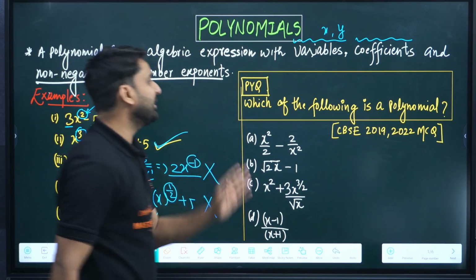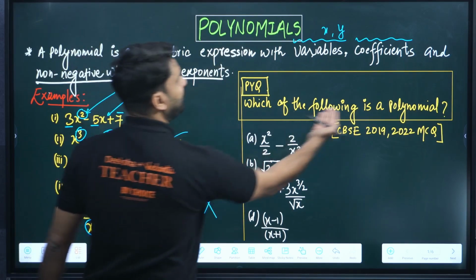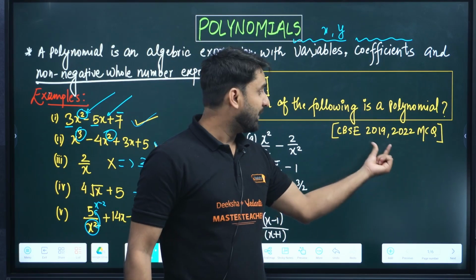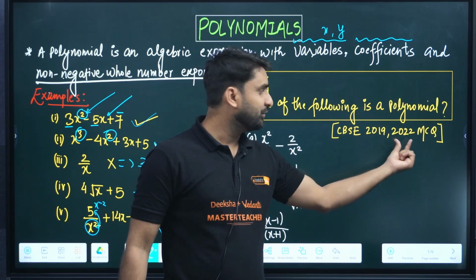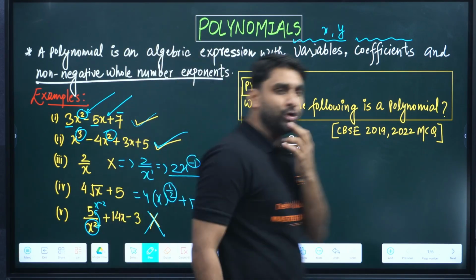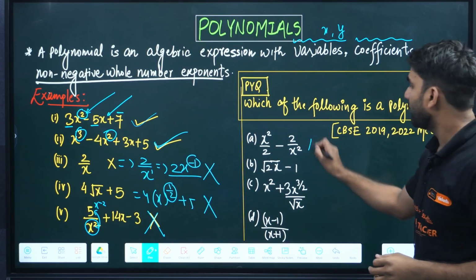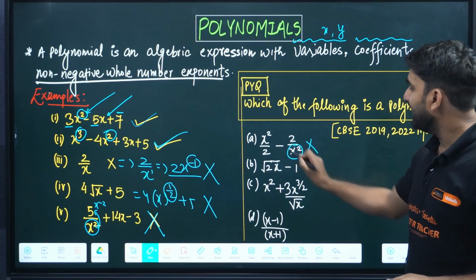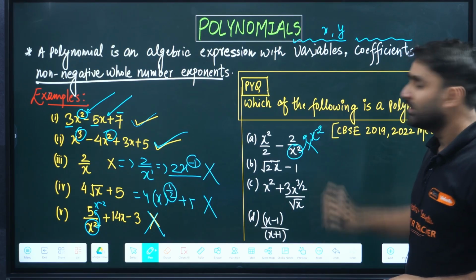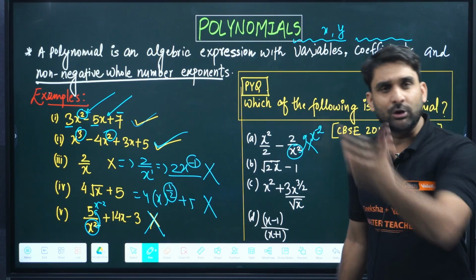Now moving to a PYQ based on this theory. Which of the following is a polynomial? This question has been asked twice, in 2019 and 2022, in the MCQ category. So look at the question. Which will be the polynomial? This will not be a polynomial. Why? Look here, x to the power 2 will become x to the power minus 2, which violates the rule of polynomials.